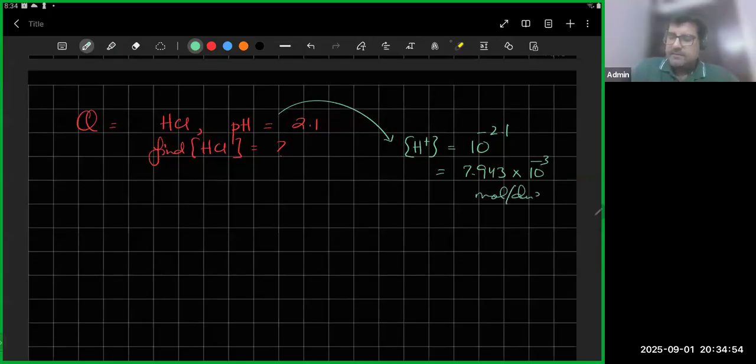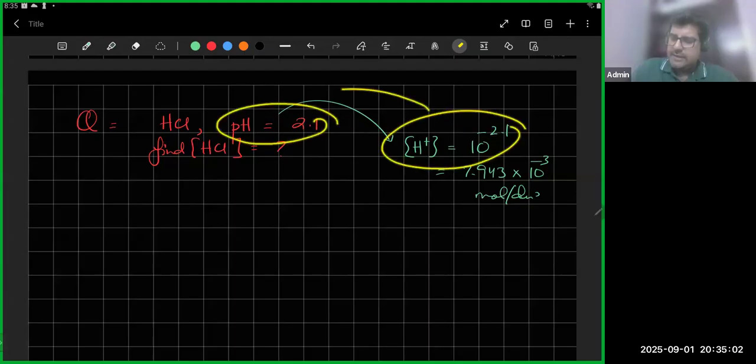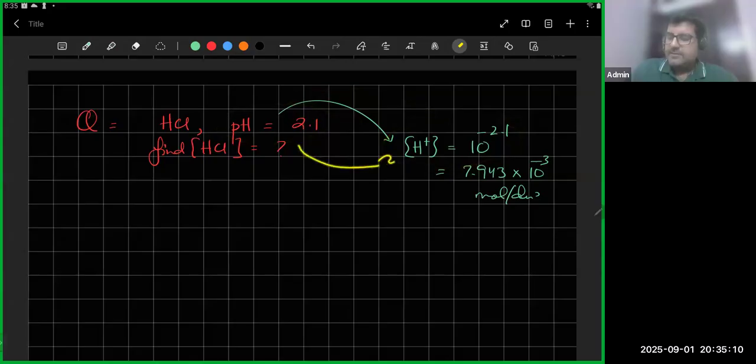But this is where the main confusion happens. This is the log of this, okay? You take the log, which is basically expressing the number in powers of 10, and this is you coming back. If you see pH 2.1, that means H plus is 10 power minus 2.1. So you figure out the H plus concentration.